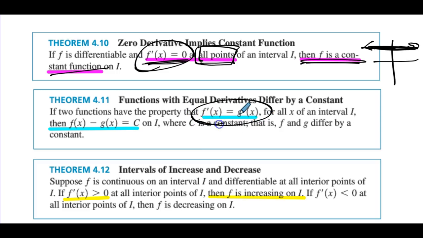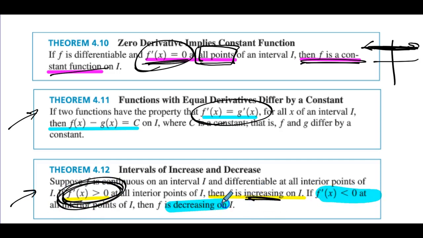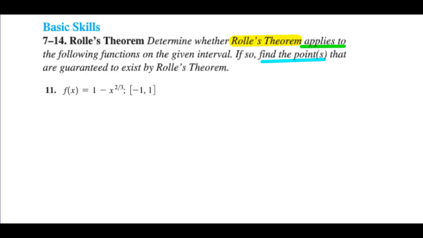And then they go through and they give you some other theorems that I think you feel pretty comfortable with. If the first derivative is greater than 0, then it's increasing. If the first derivative is less than 0, of course you know that that means decreasing. I hope you know that by now. So just a quick review before we end this video. Rolle's theorem, you have to check to see if it's continuous and differentiable. Otherwise, it doesn't even apply.